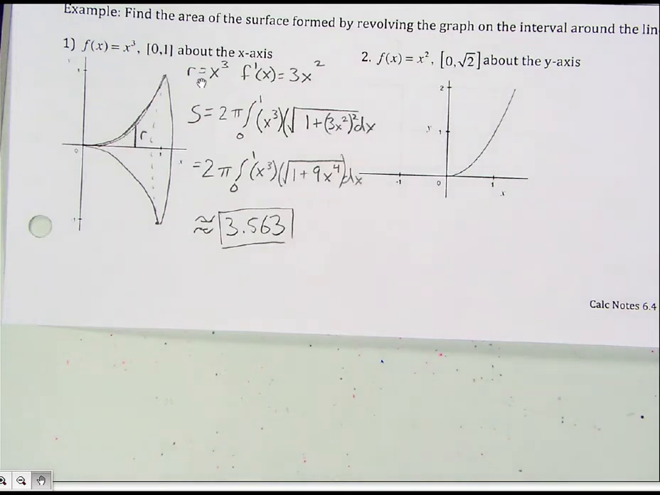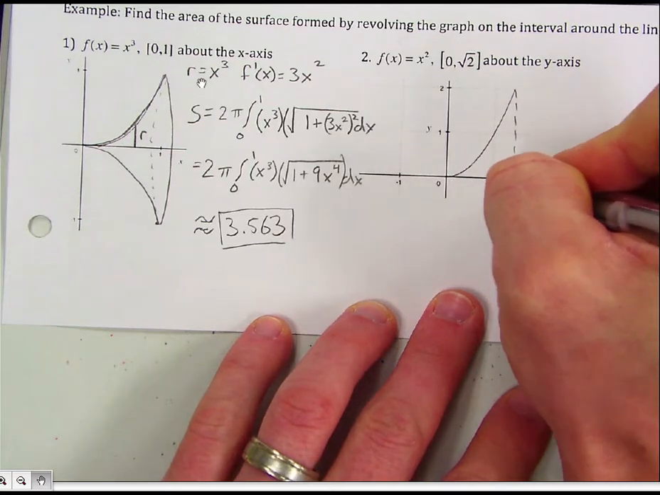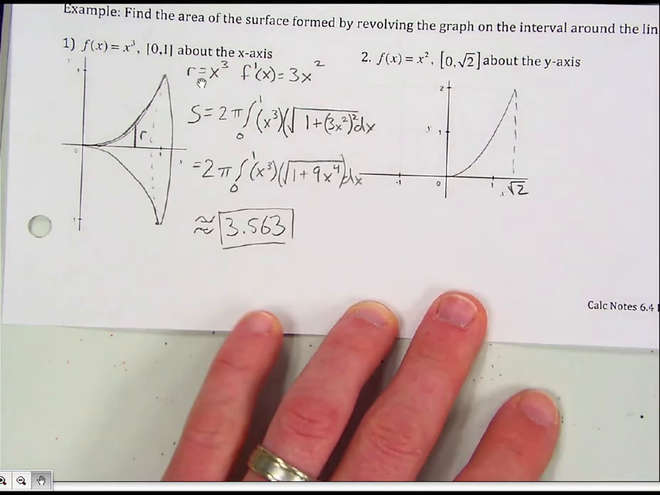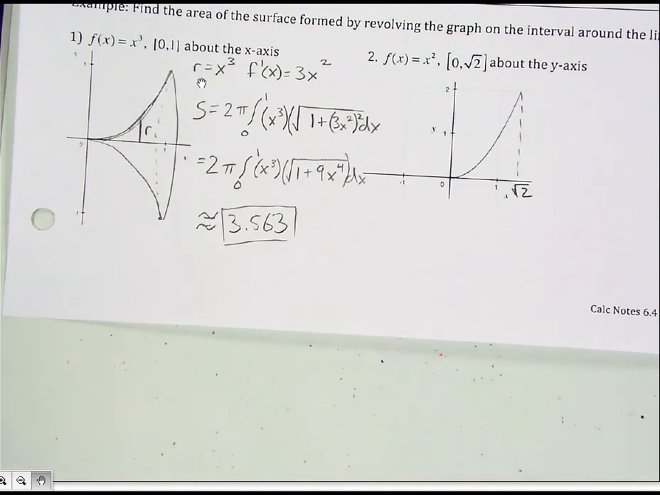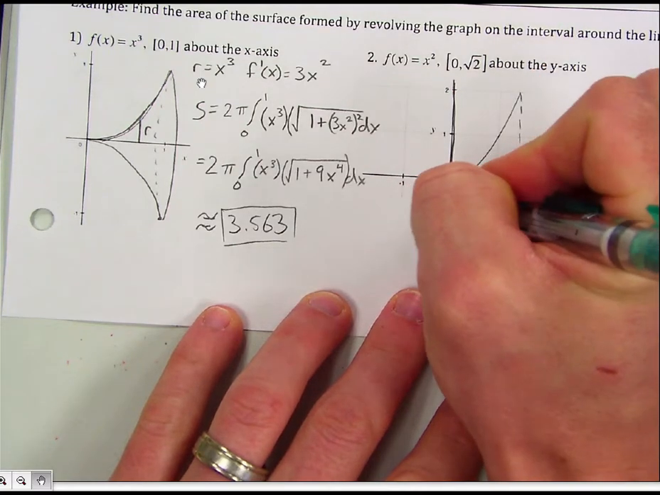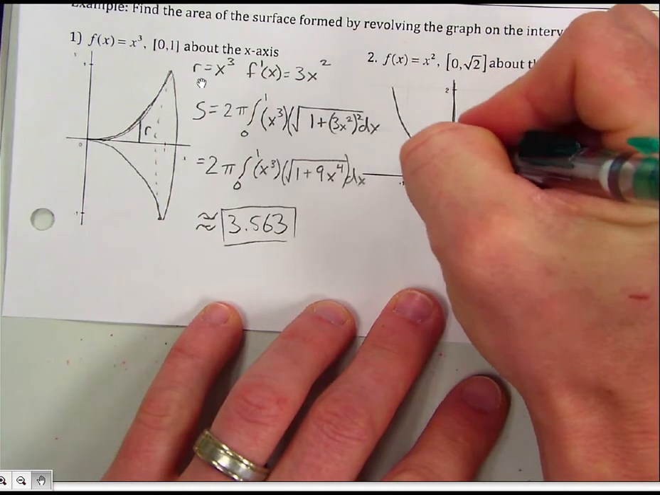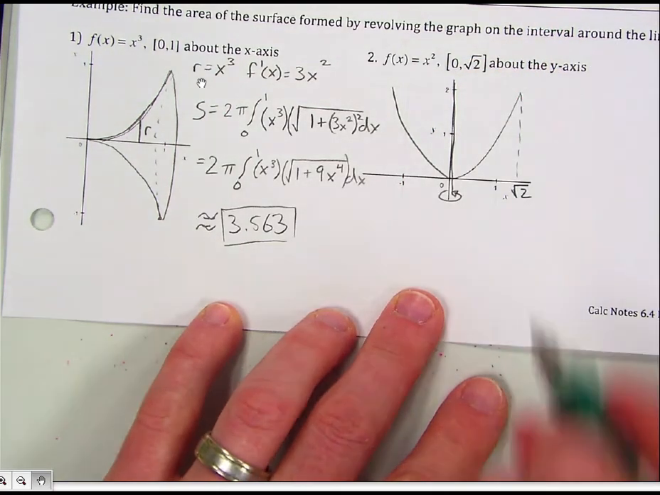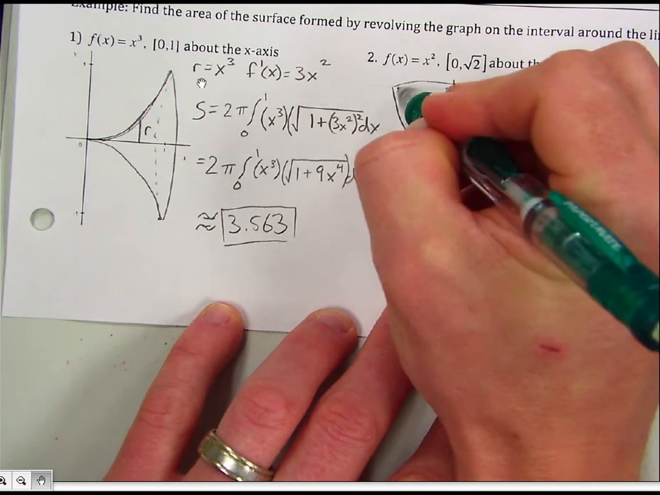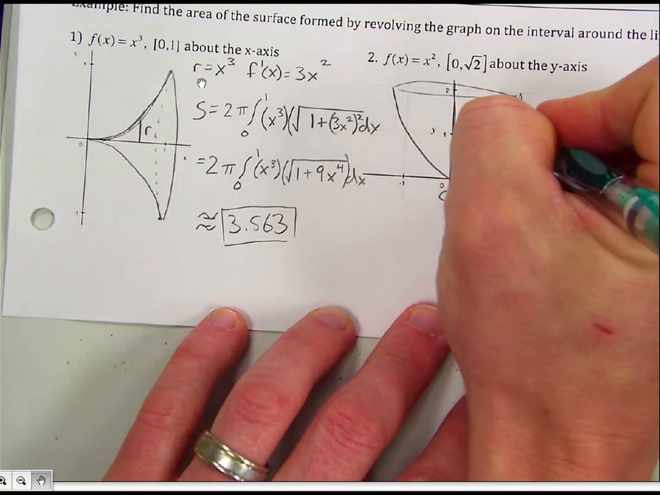Here we have our function of x is x squared. We're going to go from 0 to 2 pi. Or not 2 pi, root 2. I want to go from 0 to root 2 about the y-axis now. How do you find out what R is? That's what we're going to look at right now. R equals x, so would it just be like 1 or something? Okay, so here's your radius.